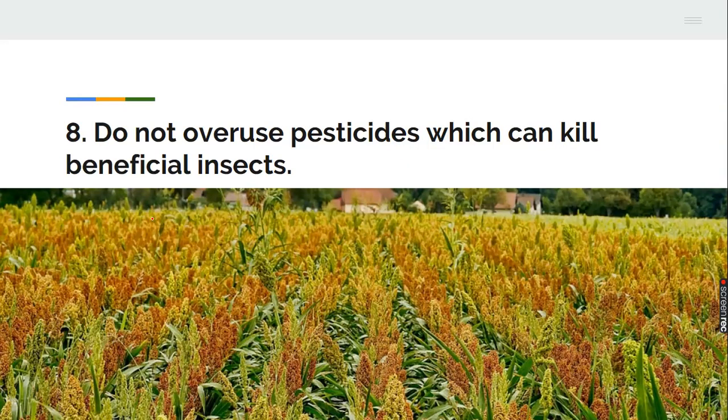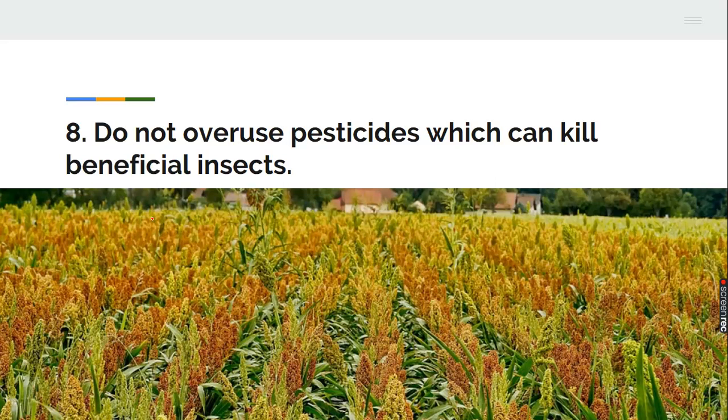Then do not overuse pesticides, which can kill beneficial insects. This is one way to also prevent pests and diseases. If you use too much pesticides meant to kill pests, so you don't overuse it. You must use it, but you don't overuse it, because there are some insects that are also beneficial.